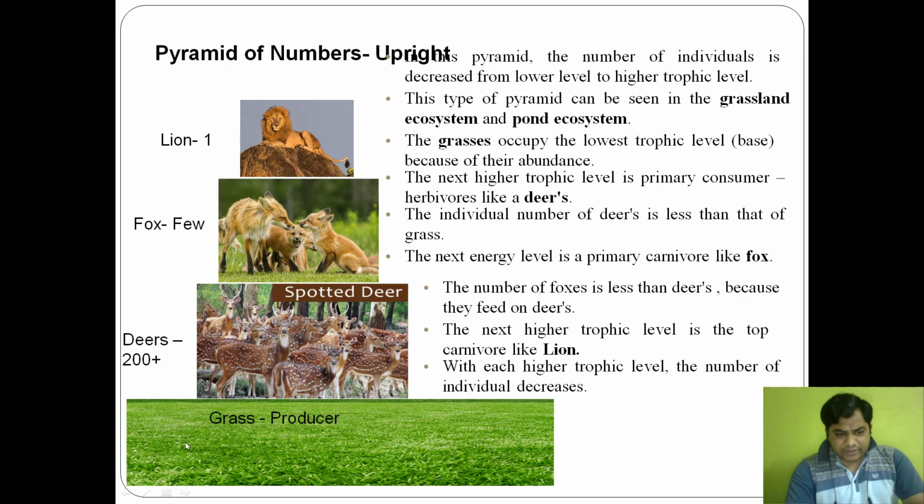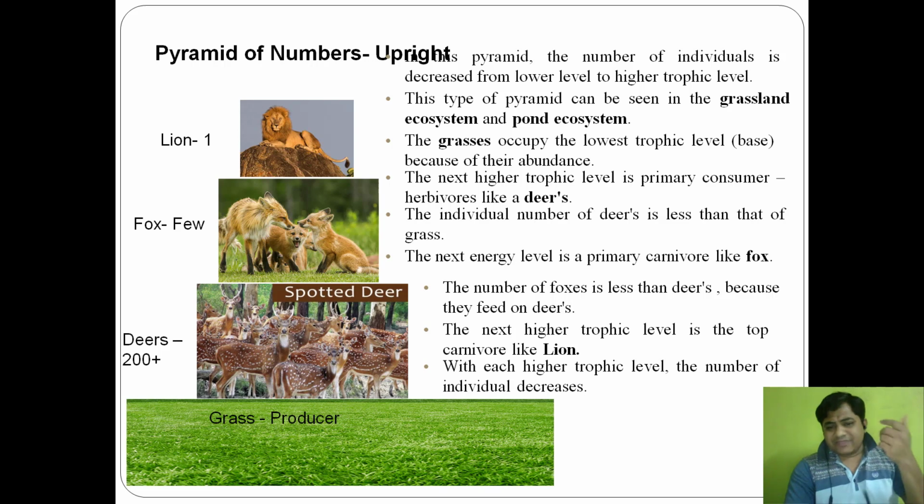Whatever the amount of grass present, the number of deer is few as compared to the grass present on the earth or the terrestrial ground. The number of deer is less than that of grass. The next energy level is the primary carnivore, like fox. The foxes feed on the deer, but their number is again less, because they feed on deer.